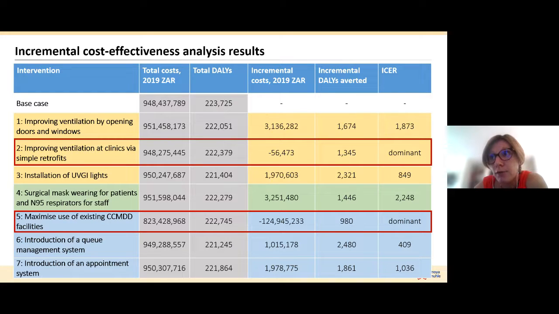The CCMDD and retrofits interventions are both cost saving compared to base case. They are dominant interventions because they cost less and cause fewer DALYs in the population than the status quo comparator. Then the next cheaper intervention is the queue management system, followed by UVGI. Improving windows and doors opening practices is the most expensive intervention per DALY averted. However, it must be stressed that all these interventions are highly cost effective.